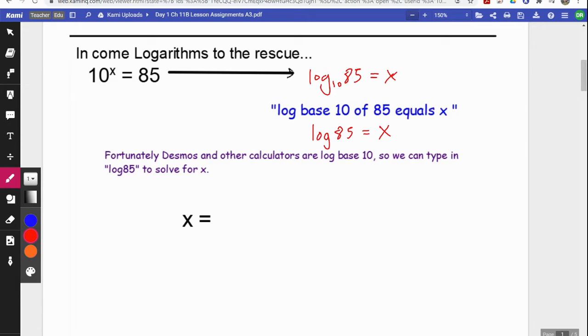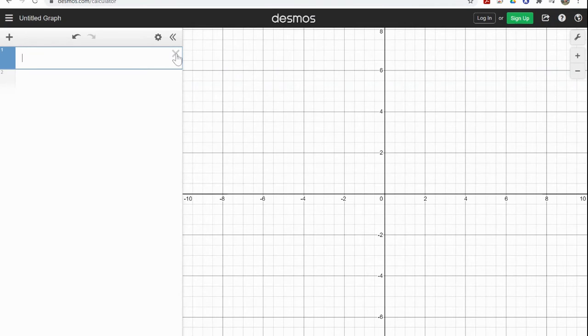So in this situation, we have 10 to the x equals 85. Well, x isn't by itself. We have to solve for it. If you write this as a logarithm, x is solved for. A logarithm is always equal to an exponent, essentially. And we can do this, log 85. Let's check it out. Log 85.